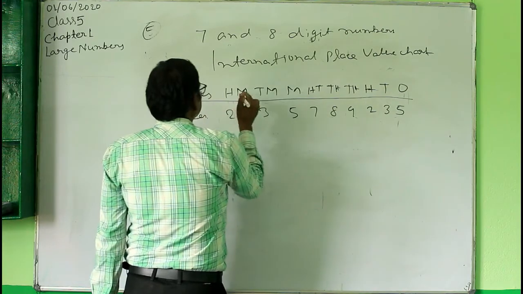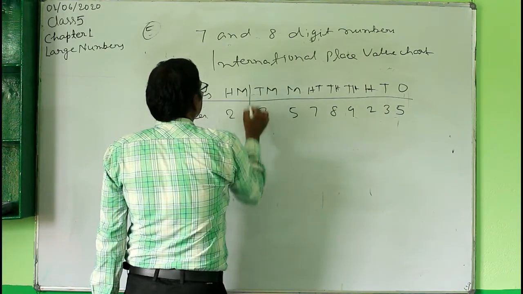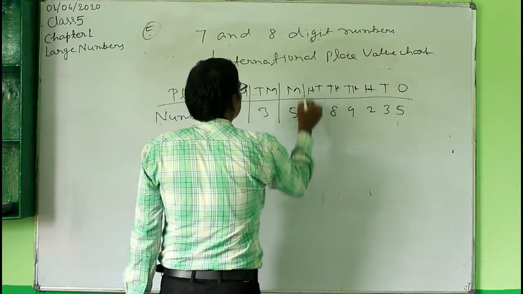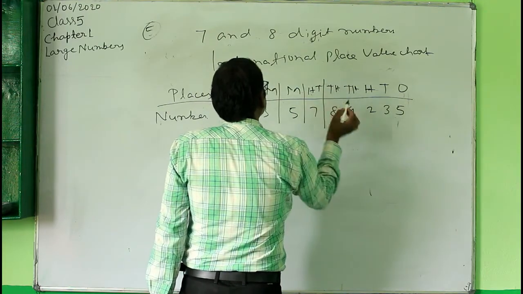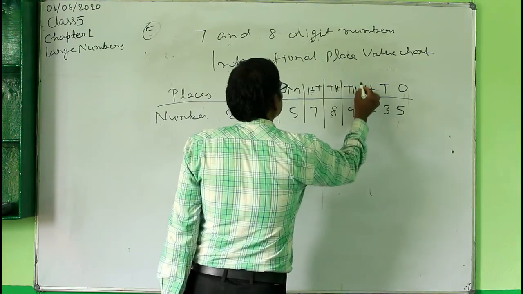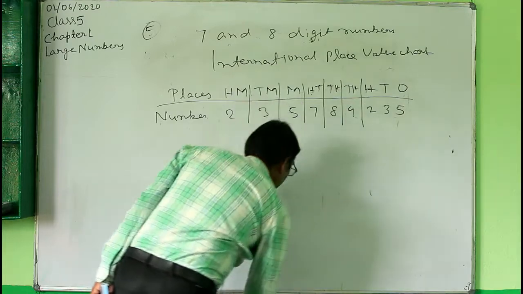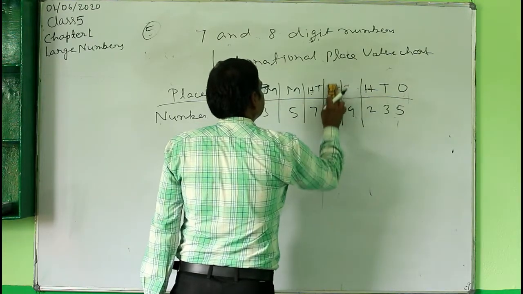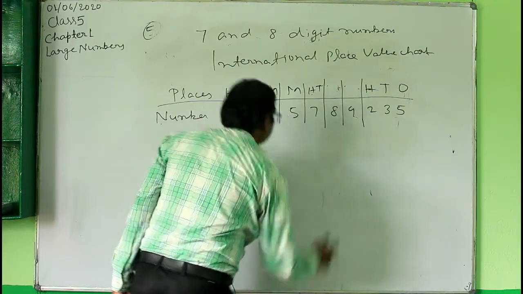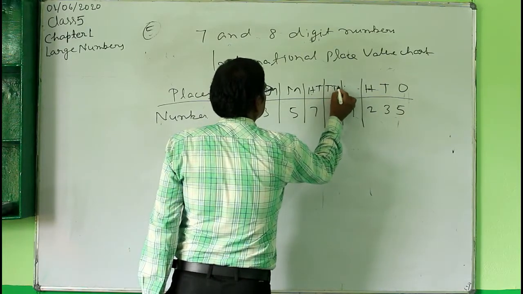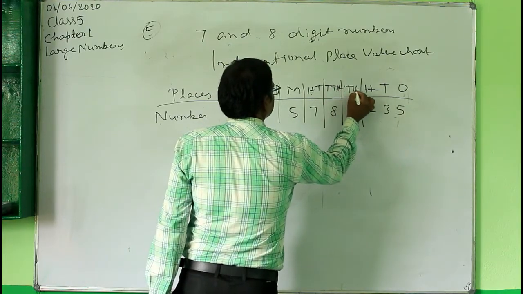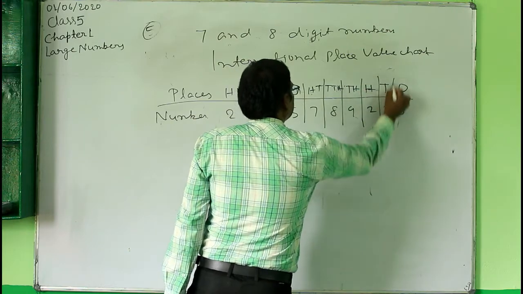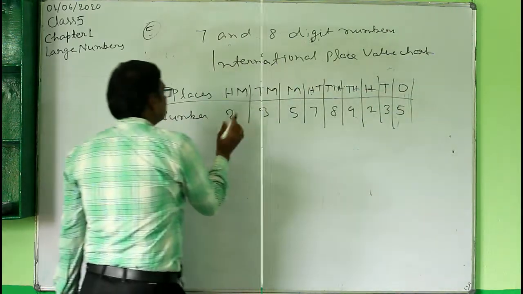So in this case here, this is the 100 million, then 10 million, then million, 100,000 here, then 10,000 here, then this is here 1,000. In this case 1,000 only, 10,000, and this is here 1,000, and 100 here, then tens and then ones. Now here we have this number.